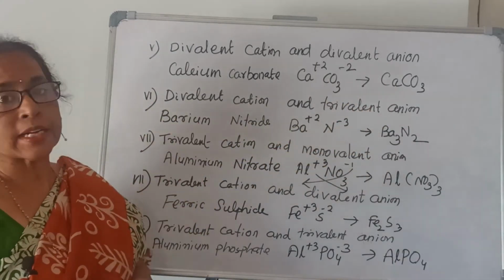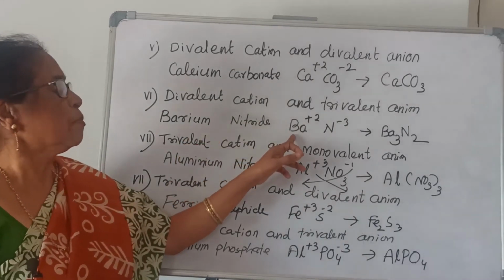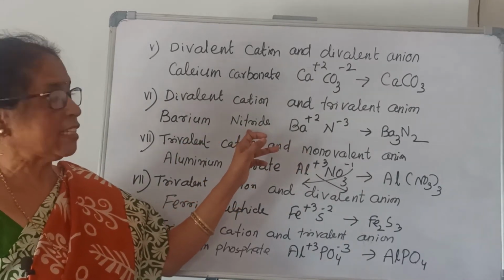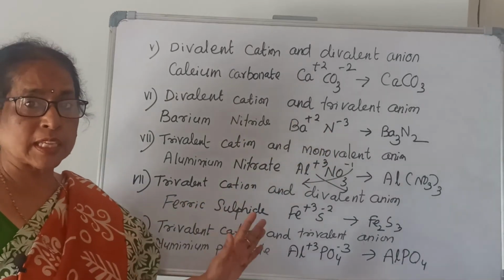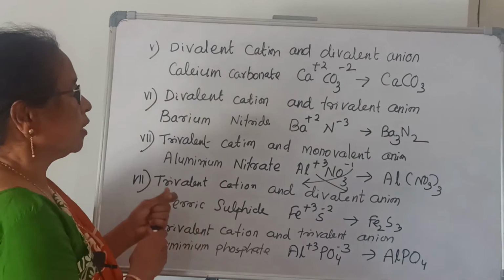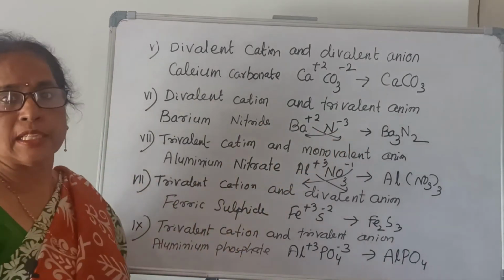Now divalent cation and trivalent anion. Now divalent cation means just like here Ba plus 2, nitride, that is trivalent anion, N minus 3. What is the answer? Ba3N2, nothing cancel. 3 comes to here and 3 comes to here and 2 comes to here, and this is the answer.